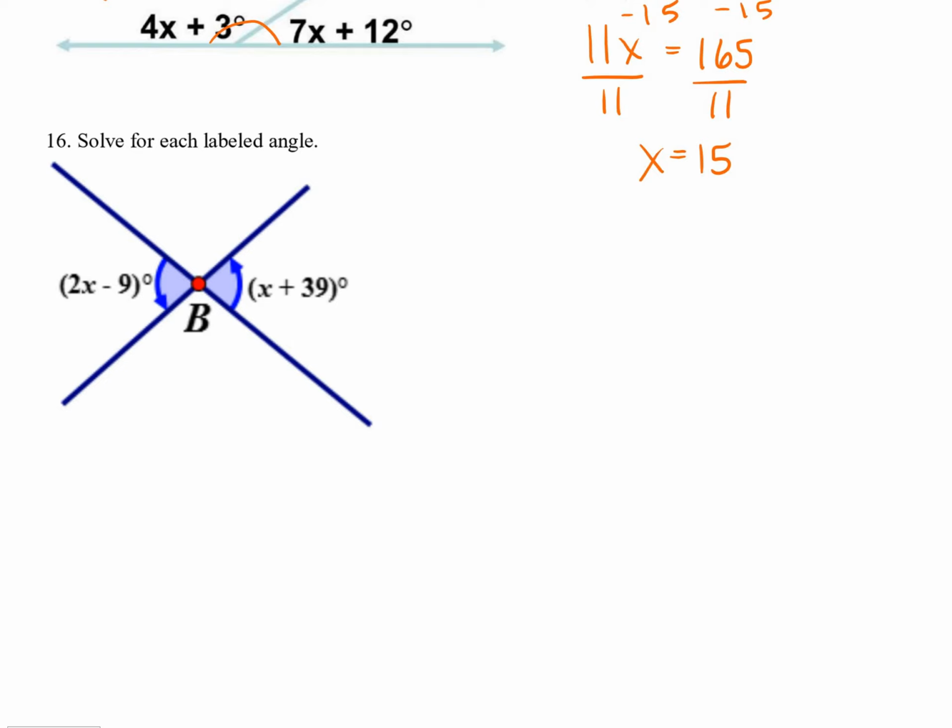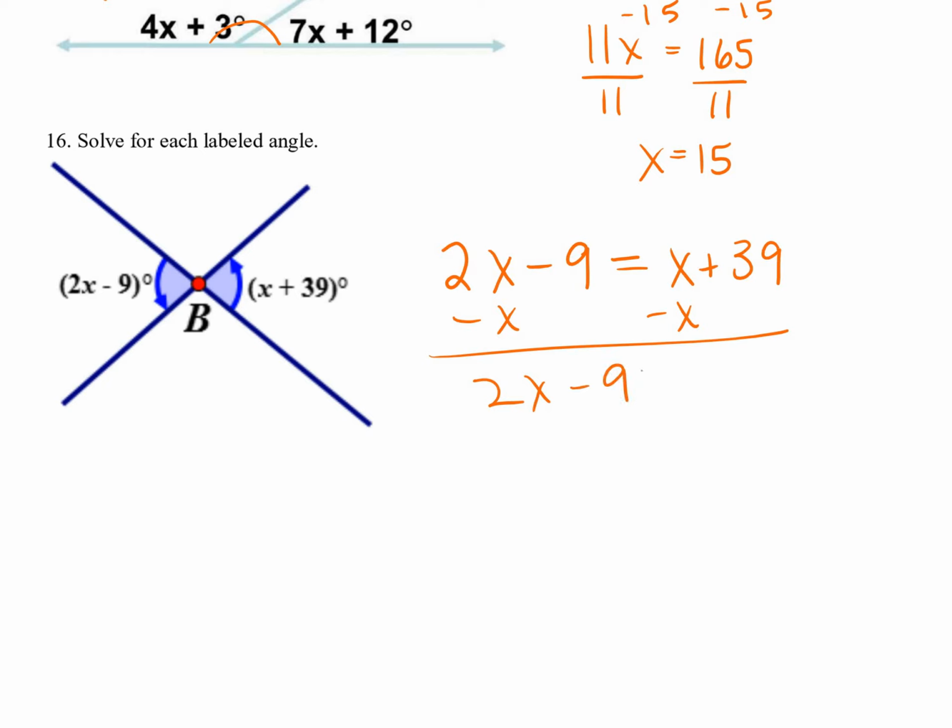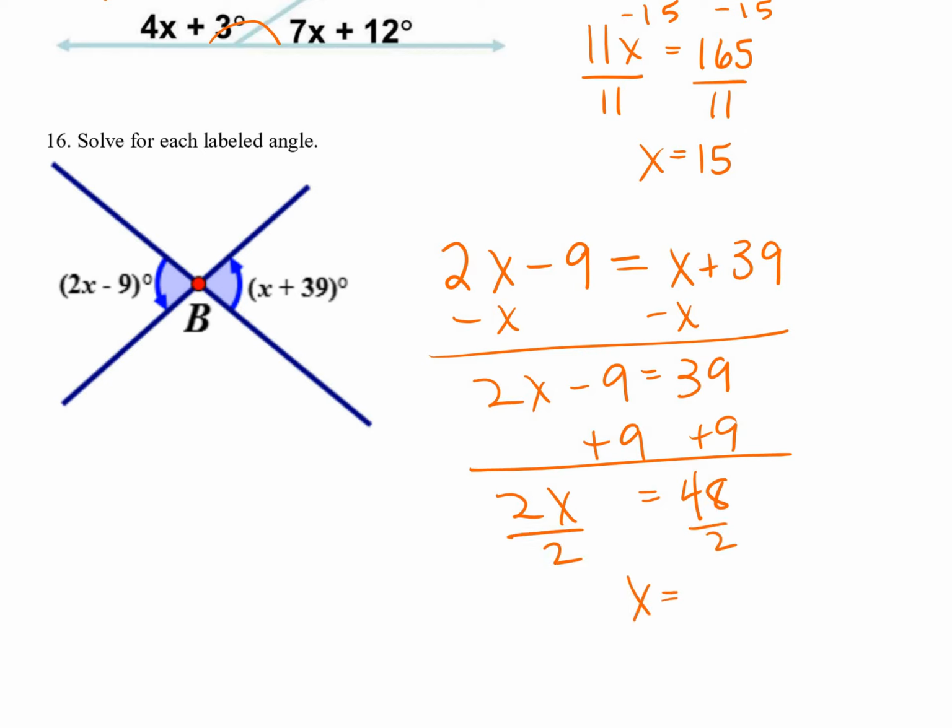Okay, solve for each labeled angle. What this tells us is that we have vertical angles. They are across from each other, two straight lines, and they will be congruent. So again, we can say that 2x minus 9 equals x plus 39. Solve that. I'm going to subtract x from both sides. 2x minus 9 equals 39. I'm going to add 9 to both sides. 2x equals 48, and divide by 2 to get x equals 24.